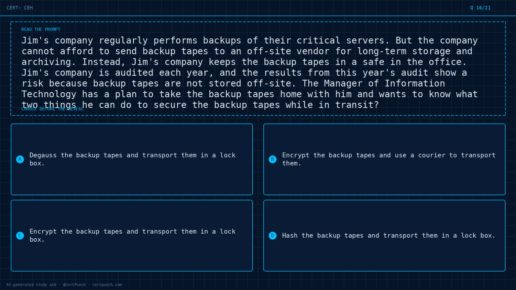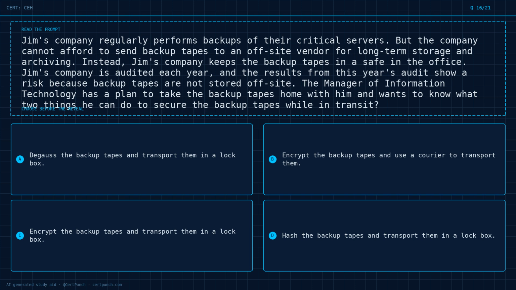Question 16 of 21. Jim's company regularly performs backups of their critical servers, but the company cannot afford to send backup tapes to an off-site vendor for long-term storage and archiving. Instead, Jim's company keeps the backup tapes in a safe in the office. Jim's company is audited each year, and the results from this year's audit show a risk because backup tapes are not stored off-site. The manager of information technology has a plan to take the backup tapes home with him and wants to know what two things he can do to secure the backup tapes while in transit.